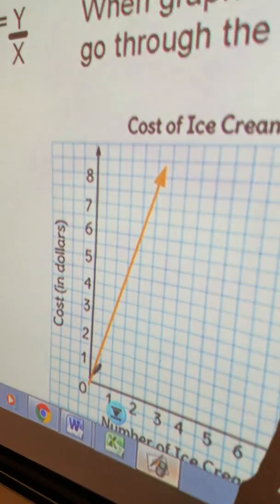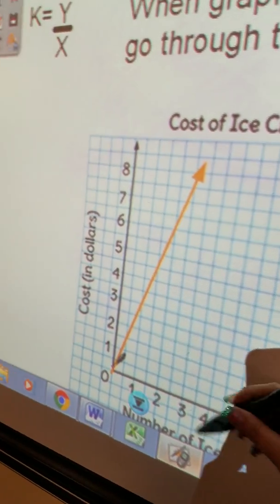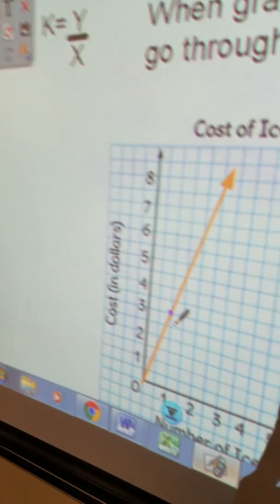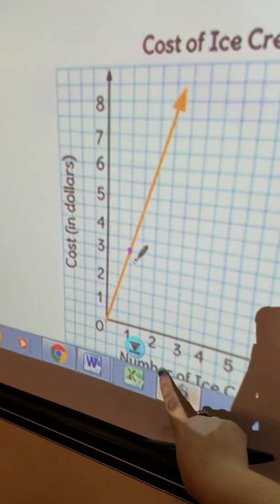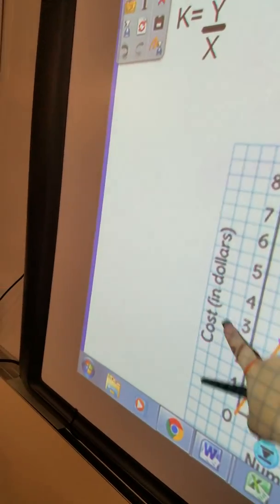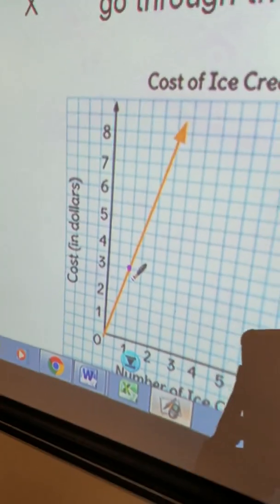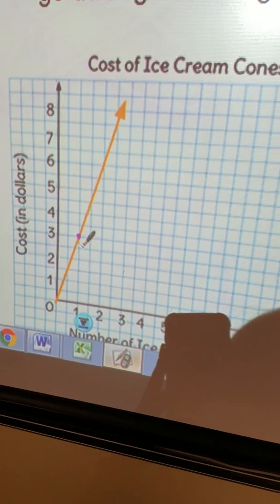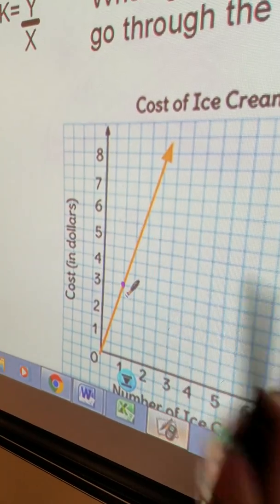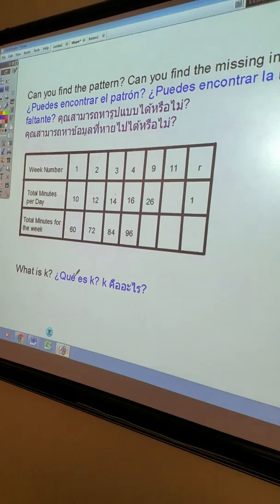So when we're talking about the values of the points here, let's say, for example, this one right here, (1, 3). That means that for every one ice cream cone, it's going to cost me $3. So remember that, again, these points do have meaning. You need to pay attention to your labeling on your x-axis and the labeling on your y-axis.